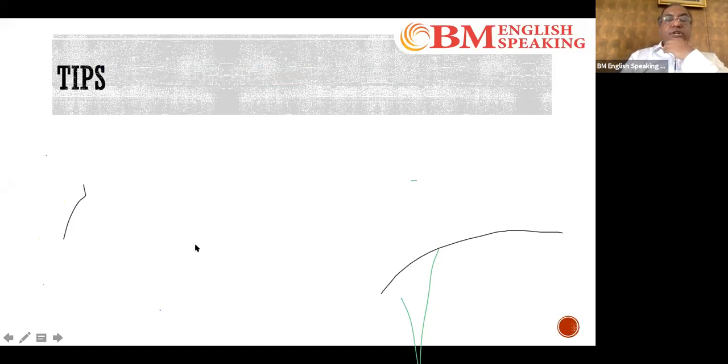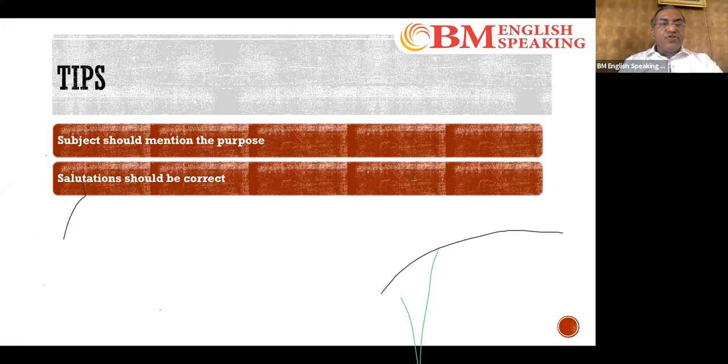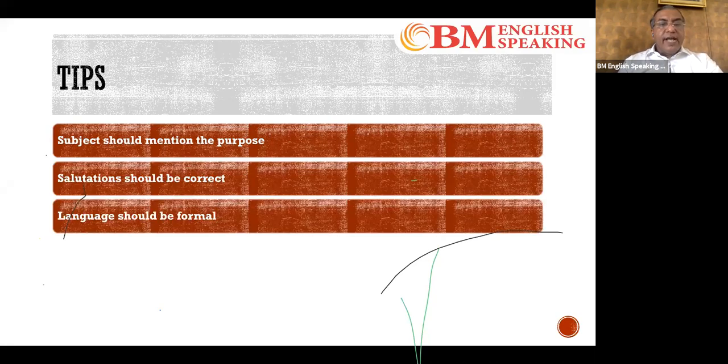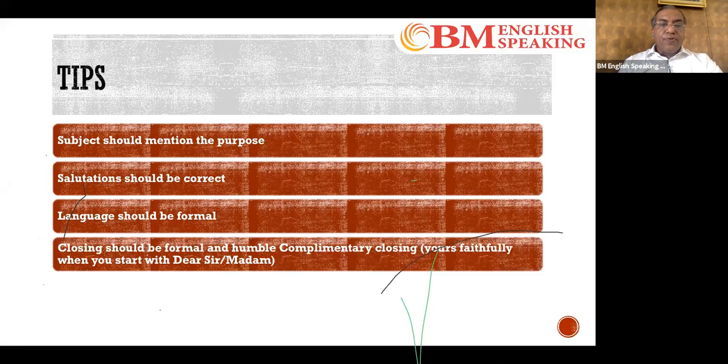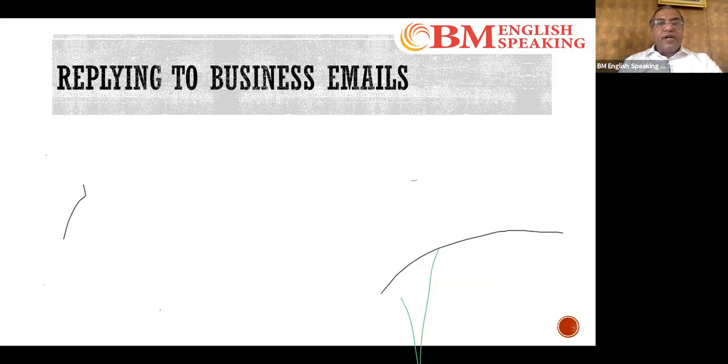Let's look at some more tips. What are the learnings from this case study? Subject should mention the purpose. Salutations should be correct. Language should be formal. Closing should be formal and humble. And the signature should consist of your name, designation, company name, and your contact number. Okay, let's look at how we reply to a business email.